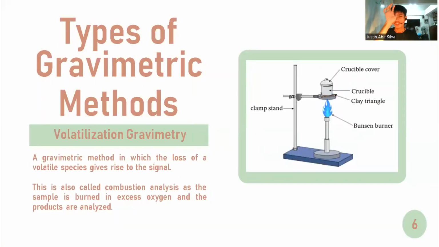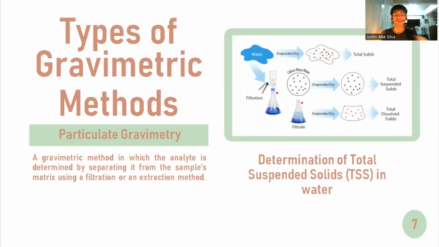And then volatilization gravimetry is where we use heat to remove any volatile materials from our sample. Here we can compute the change in mass to determine the amount of analyte that was present in our sample. Volatilization gravimetry is often called combustion analysis, as we use heat in the presence of oxygen to produce certain products. Here is an example of a simple setup in volatilization gravimetry. And lastly, we have our particulate gravimetry.